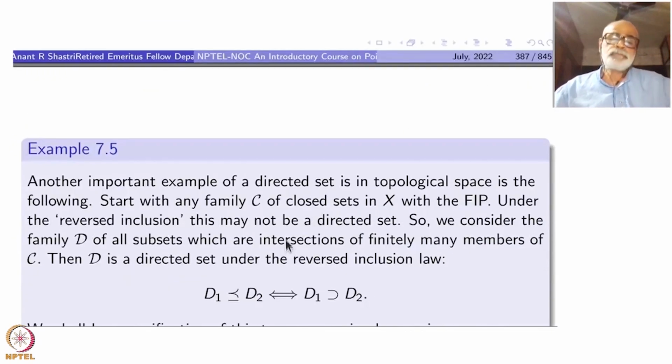Some more examples. An important example of a directed set in topological spaces is the following. Start with any family C of closed subsets of X with the finite intersection property. What is the finite intersection property? The intersection of any finitely many members of C must be non-empty. In particular, all members of C must be non-empty. Under the reversed inclusion, this may not be a directed set. So we have an opportunity to study this kind of classes.